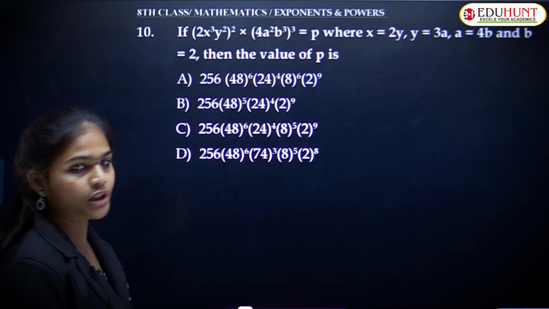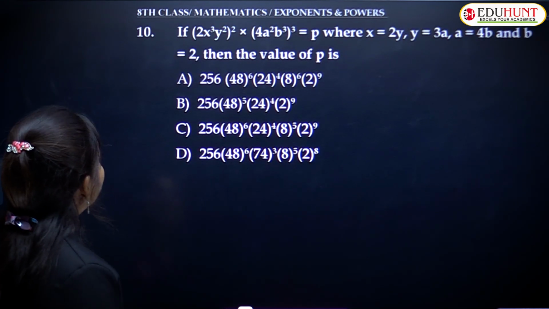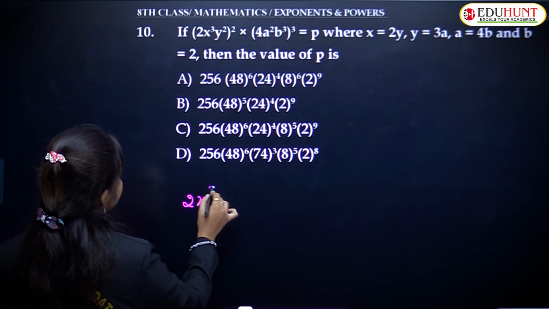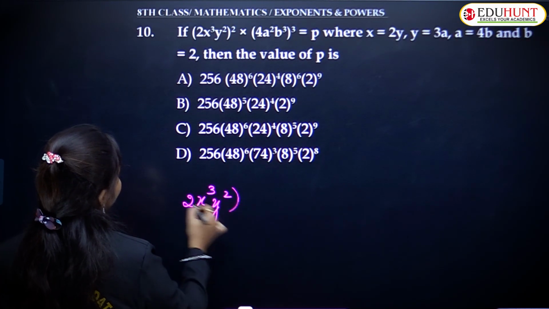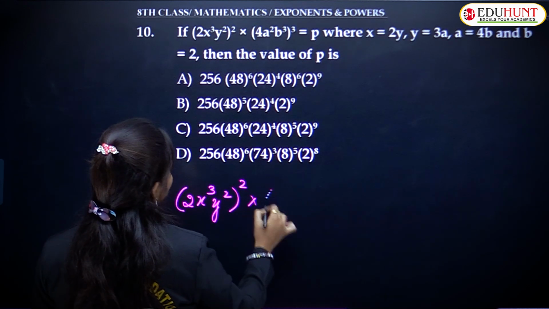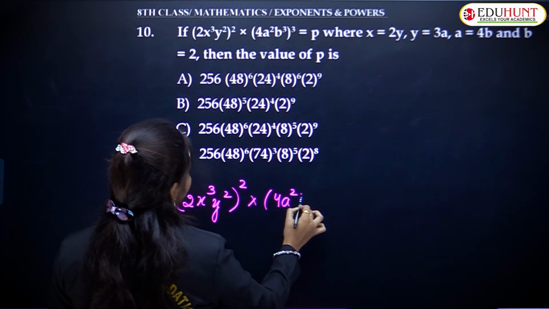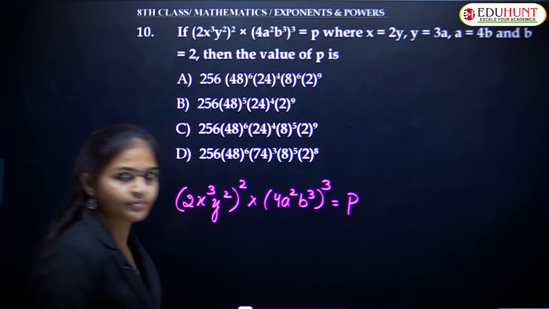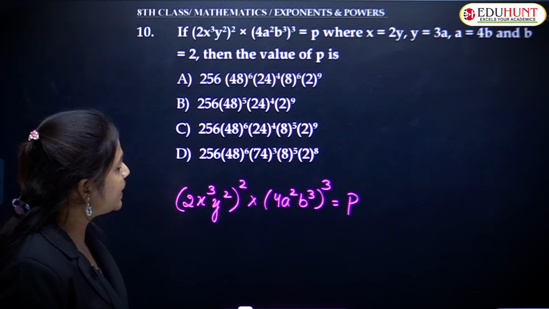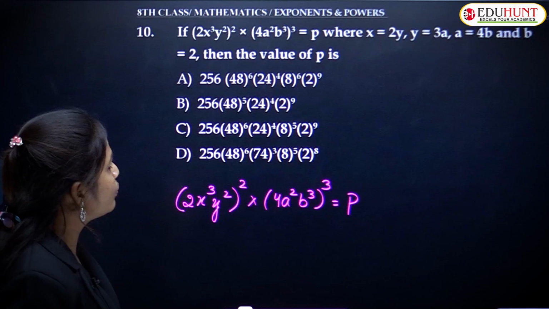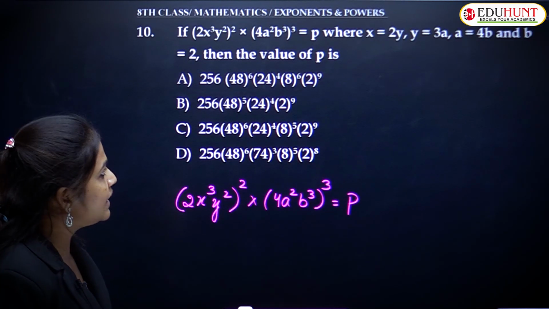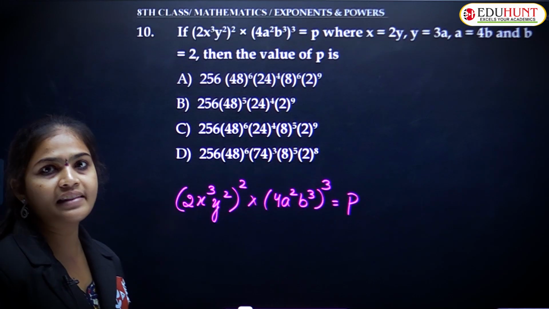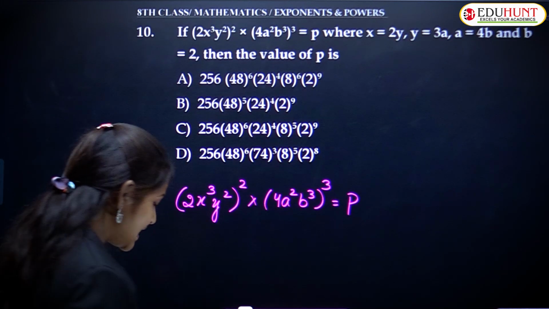And the final question. So what is that? If 2x cube y square whole square into 4a square b cube whole cube is equal to p. Understand? That is the value of p, where x is equal to 2y, y is equal to 3a, a is equal to 4b and b is equal to 2. Then the value of p. Okay, just a chain system they given.